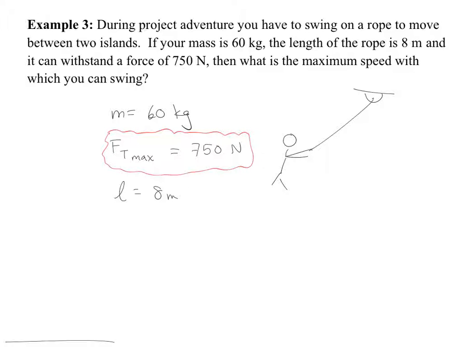Okay, here's your diagram. Here's the person. Here's the attachment at the end of the rope. Here's one island that they're standing on. They're going to swing over to another one, so they're going to end up looking like this over here at the end, right? When they're landing on that other island.